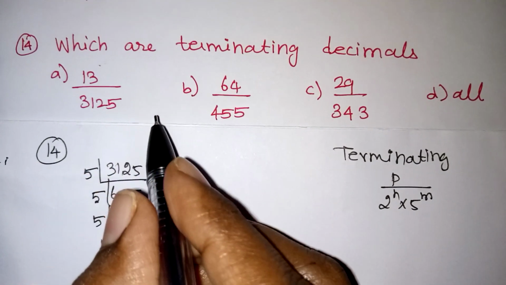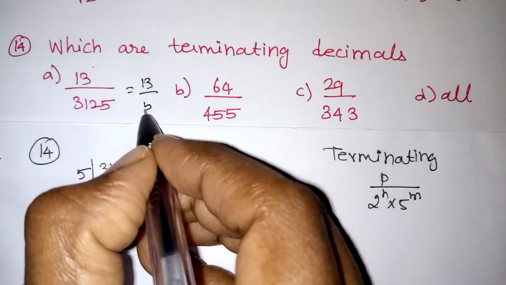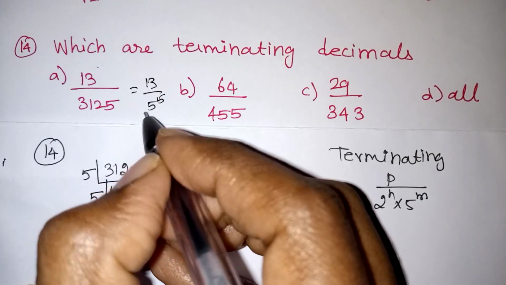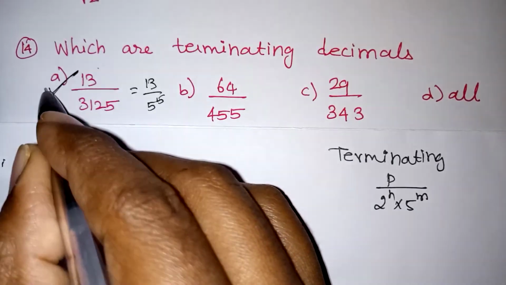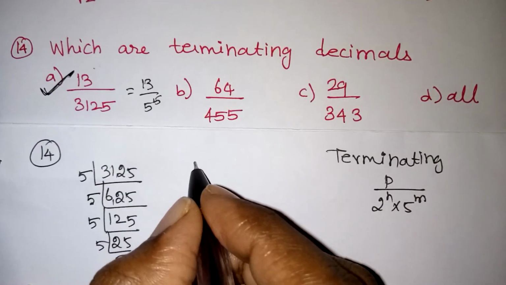So the question can be written as 13 by 5 power 5. We are getting only 5 as a factor. Definitely it is a terminating decimal only. So which are all they are asking, we have to check all the options.